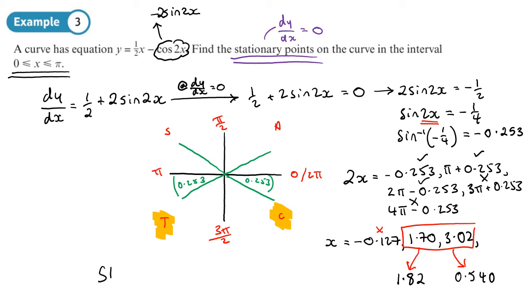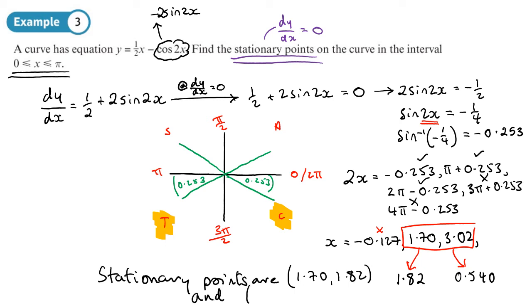So the stationary points are, I'm going to write them as coordinates, (1.70, 1.82) and (3.02, 0.540).